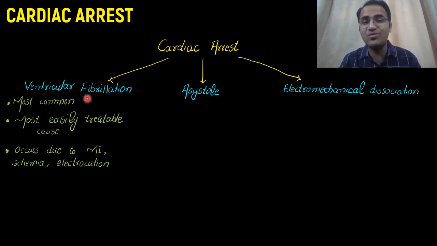It is the most common cause. Ventricular fibrillation is the most common cause, and it is also the most easily treatable cause. MI, ischemia, or electrocution can cause ventricular fibrillation and cardiac arrest.